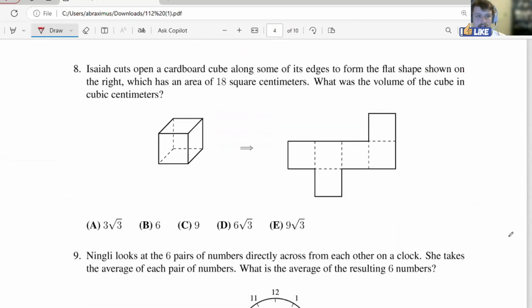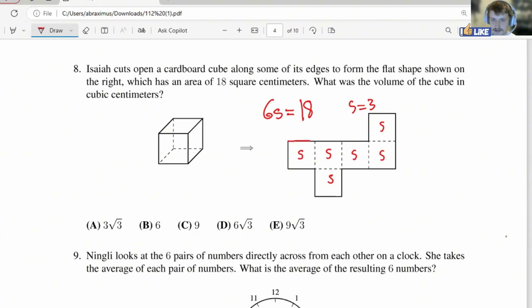All right, so Isaiah cuts open a cardboard cube along some of the edges to form the flat shape shown on the right, which has an area of 18 square centimeters. What was the volume of the cube in cubic centimeters? So let's call this S for surface area of the face. We have 6 faces, so 6s equals 18. All right, and that means that s is equal to 3.